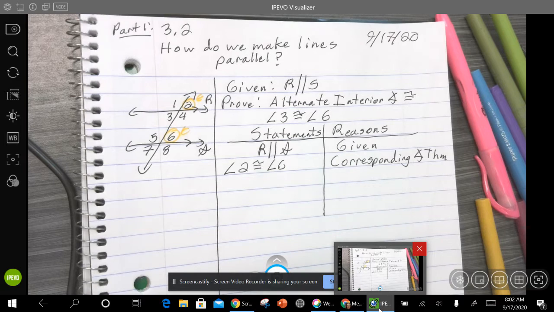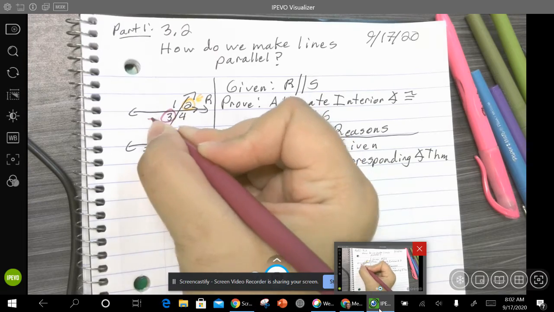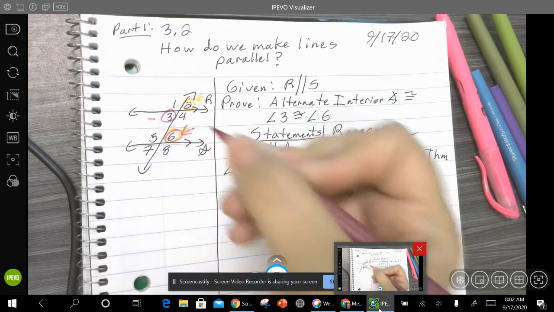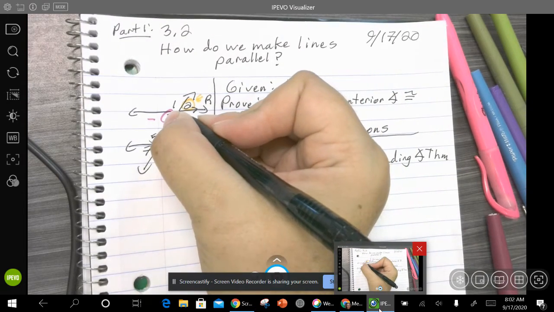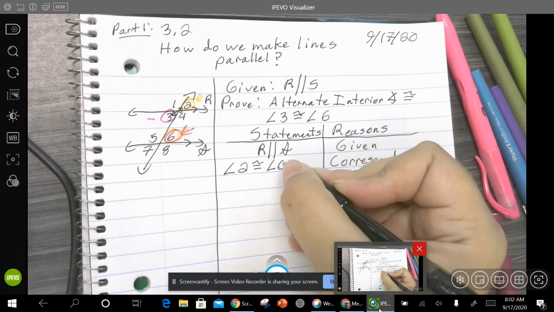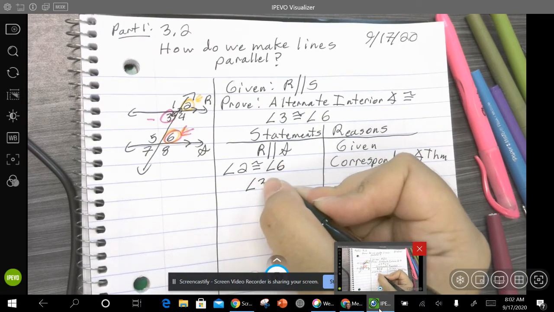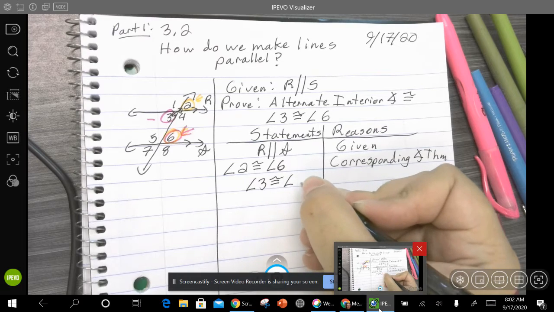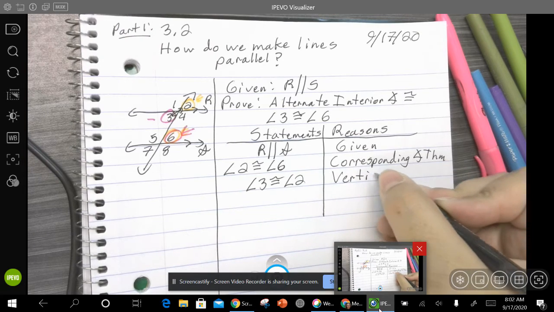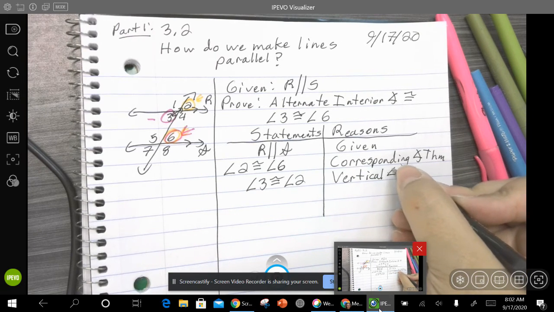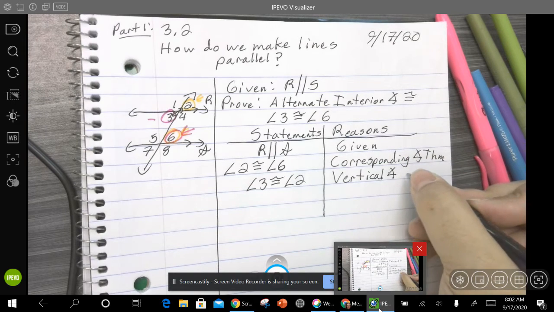Okay. And we also know that, because we're looking for, remember, our main are 3 and 6, right? So these are the main ones we're looking for. What we know is that angle 3 and angle 2 are congruent to each other because they are vertical angles. Remember, vertical angles are across from each other, so that's by our vertical angles theorem.